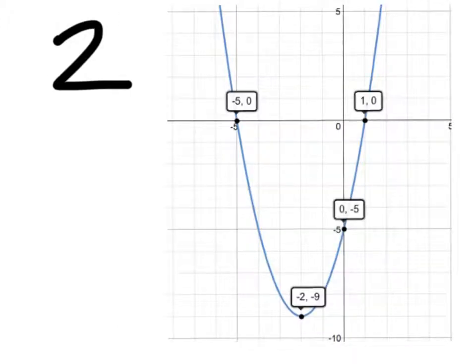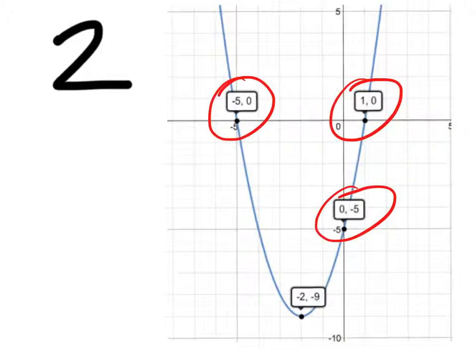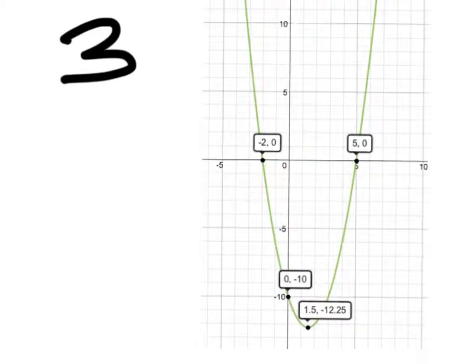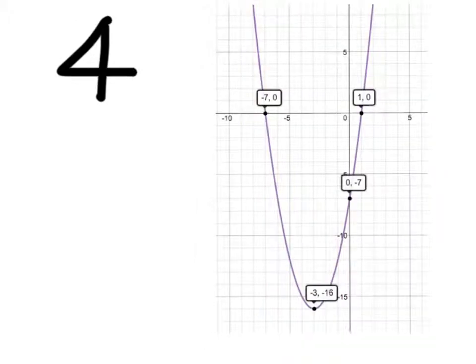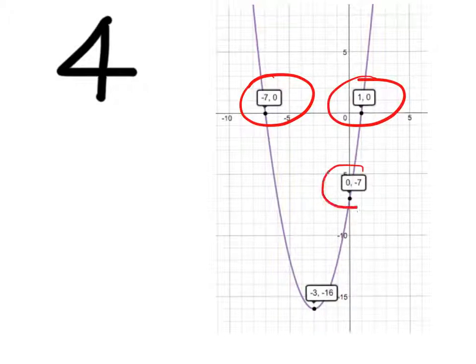On this one, we have an X-intercept here and here with a Y-intercept here, and this is the vertex. X-intercepts here, here, Y-intercept there, and a vertex here. X-intercepts here and here, Y-intercept there, and a vertex here.